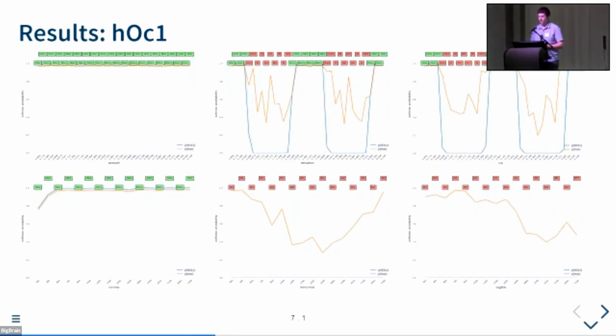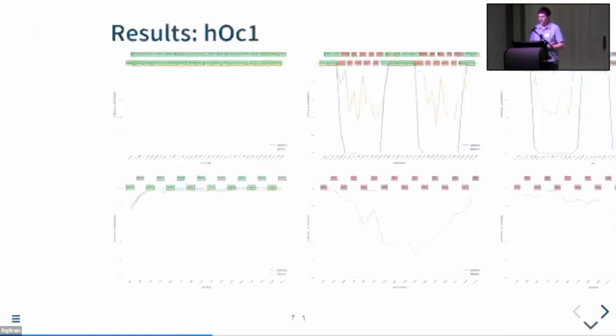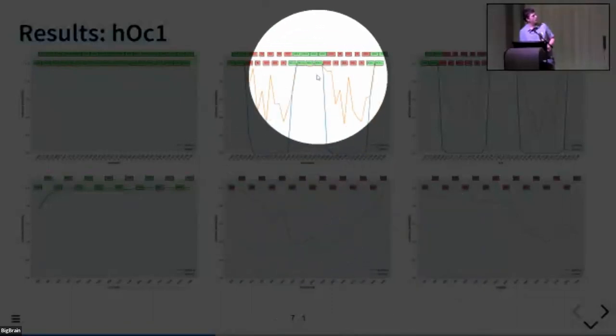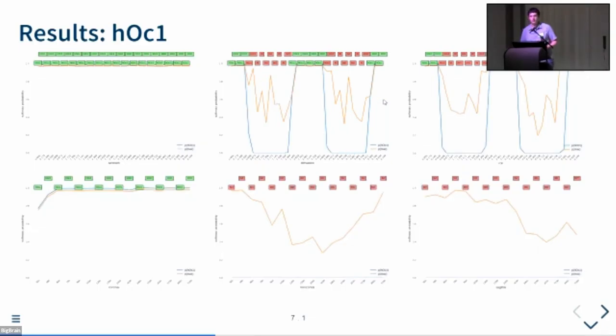For example, in the middle, when we rotate outside of the coronal plane, the elevation part, we see that predictions are okay at the beginning, but then they start to become incorrect, which you see marked in red here. And then when we approach an image which is just flipped upside down, it becomes okay again, and then it gets bad again. So you can obviously see that as soon as we leave the coronal plane, predictions get incorrect.